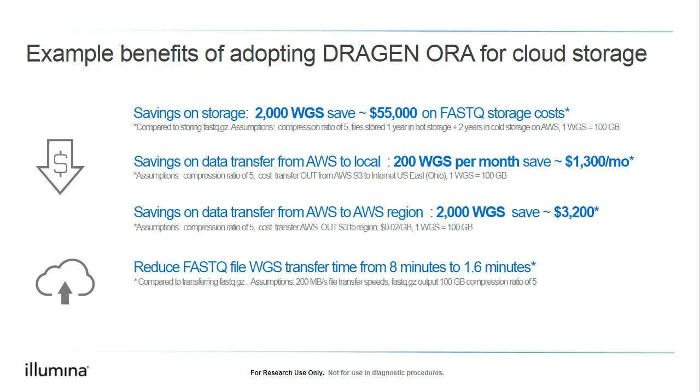Savings on data transfer from AWS to local. So you have about 200 whole human genomes per month is what you would transfer. You are saving about $1,300 per month. You're also saving on data transfer if you're moving files from one region of AWS to another. And again, when you have a smaller FASTQ file, you are saving time in terms of transferring those files back and forth. And once again, if you're using nodes to transfer those files, those will again help you save some money. So again, just all the benefits that you can get, and those benefits quickly add up in terms of dollar signs when you are transferring files that are smaller.